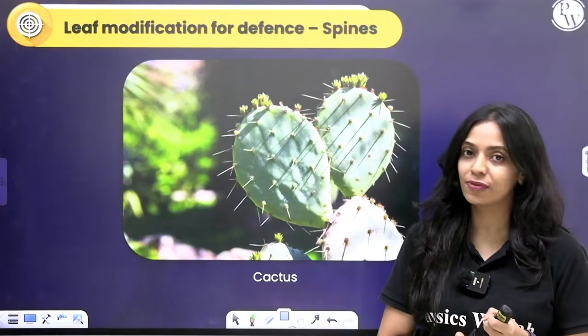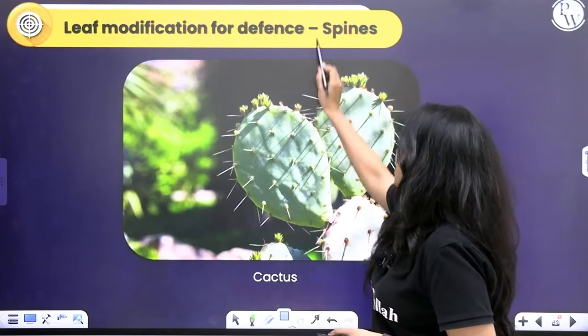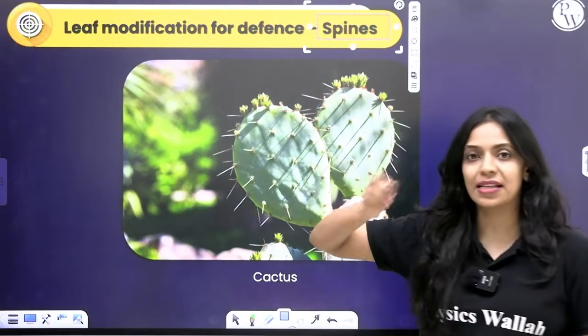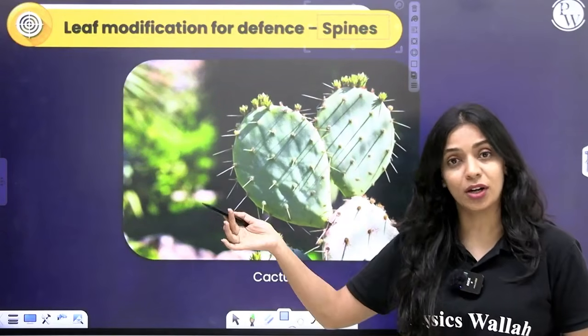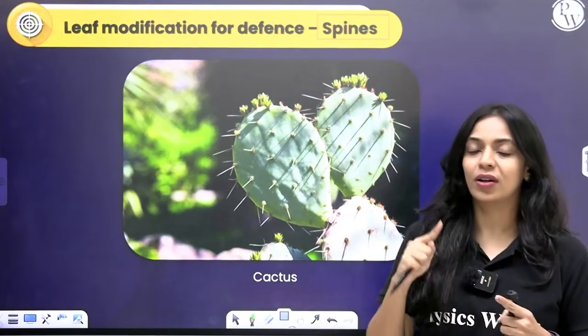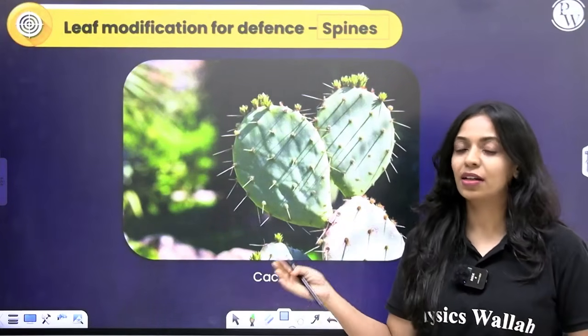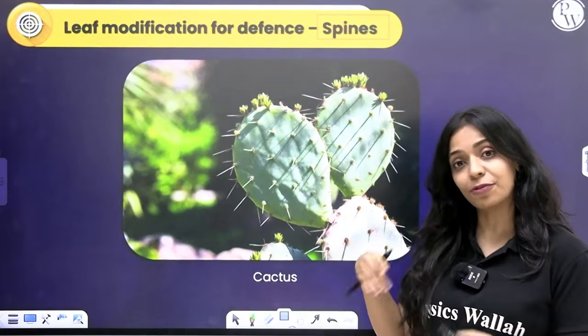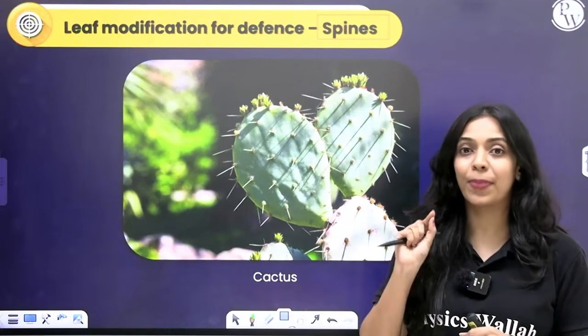Stem modification is phyllotaxy, here leaves become spines. Now students get confused between spines and thorns. Thorns is a stem modification where the axillary bud modifies to form the pointed thorn-like structure. So that can be seen in bougainvillea and citrus plants. This is leaf becoming modified to form spines.